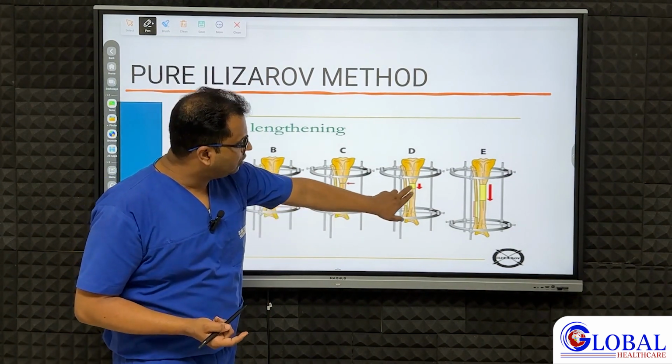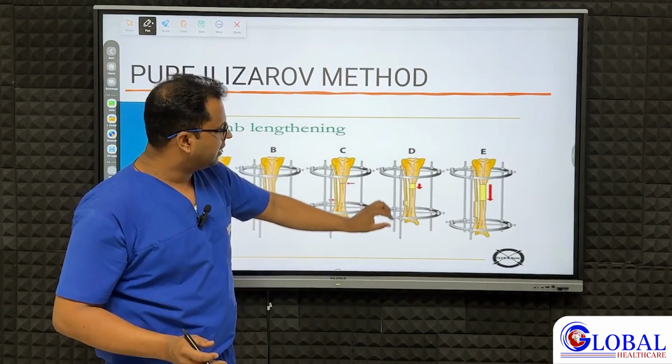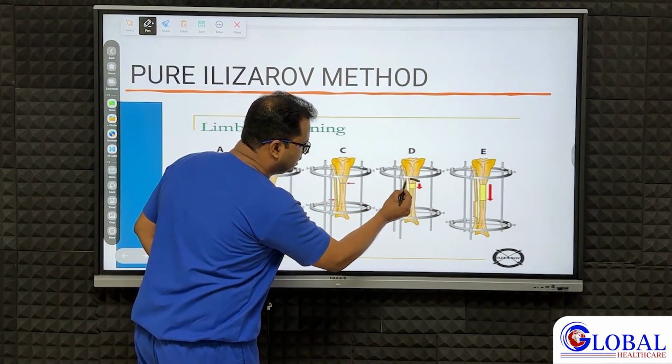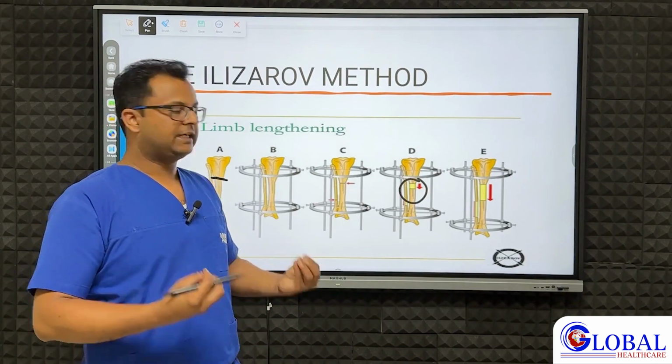So now you can see over the period that there is a distraction. These two bones, where we have created the fracture, are now getting separated, and the new bone which is getting formed in between here is called the regenerate. This is called the regenerate, or the new bone formation takes place.